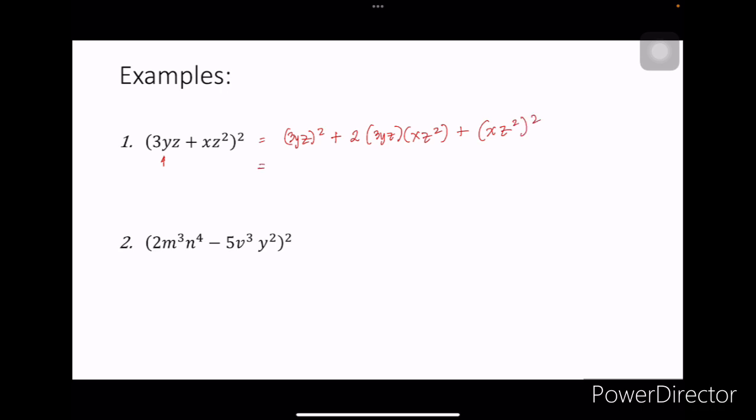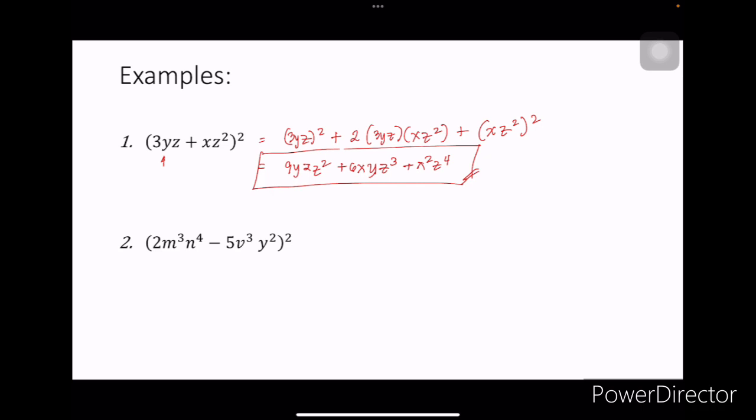So we just simply expand the expression. So you have 9y squared z squared plus 6xy z to the cube plus x squared z to the fourth. This is now the final answer.